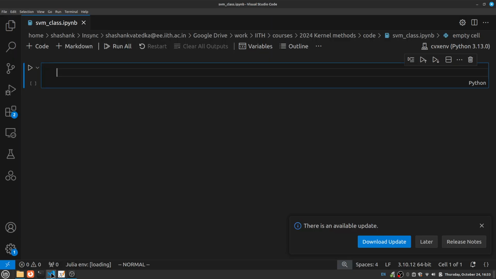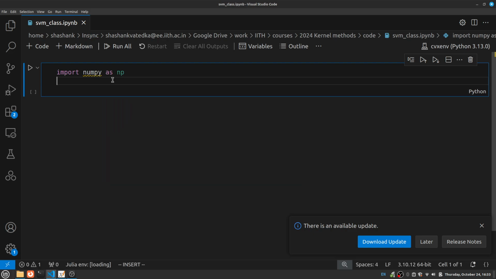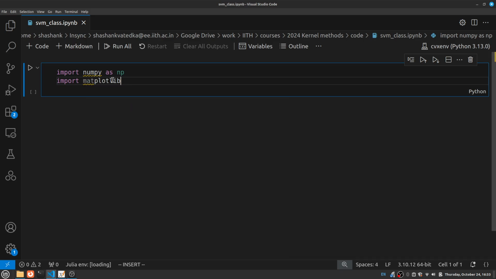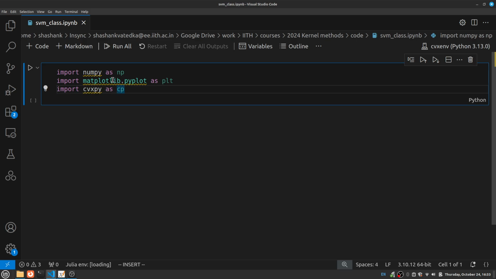Okay, so let's look at a toy implementation of the same. For the purpose of this demonstration, I'll use CVXPY for exactly solving the optimization problem, but there are other techniques that we will explore later on.